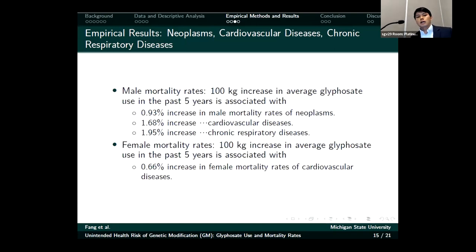The first empirical results focus on the three major types of diseases that cause the most mortality in the United States: neoplasms, cardiovascular diseases, and chronic respiratory diseases. We find that the average glyphosate use in the past 5 years is significantly associated with male mortality rates of neoplasms, cardiovascular diseases, as well as chronic respiratory diseases. However, for females, it's only significantly associated with the mortality rate of cardiovascular diseases. So it's more significant on males than females.